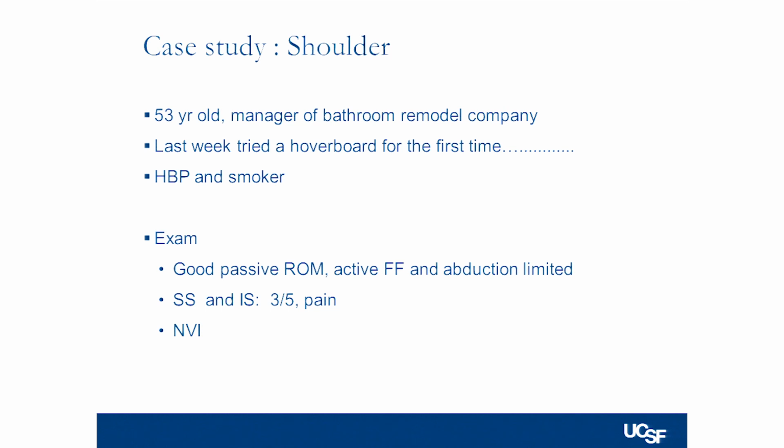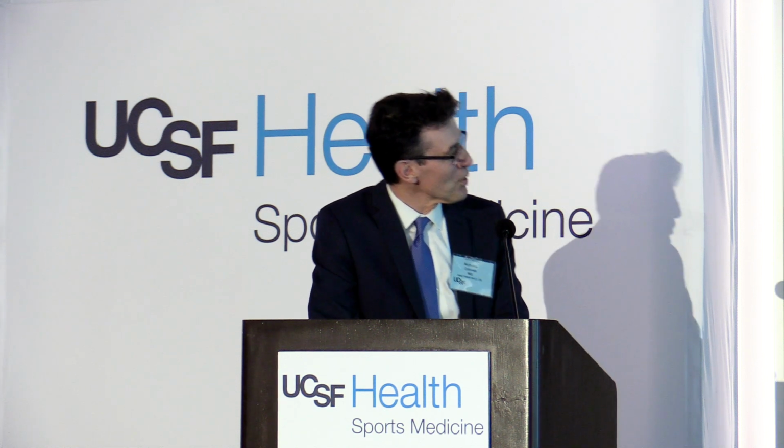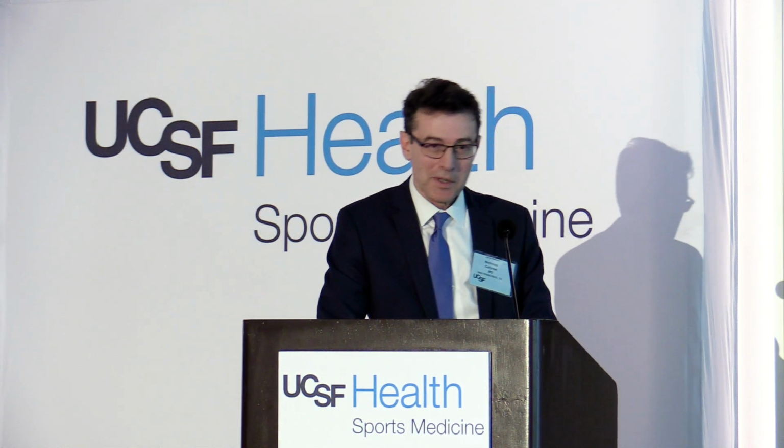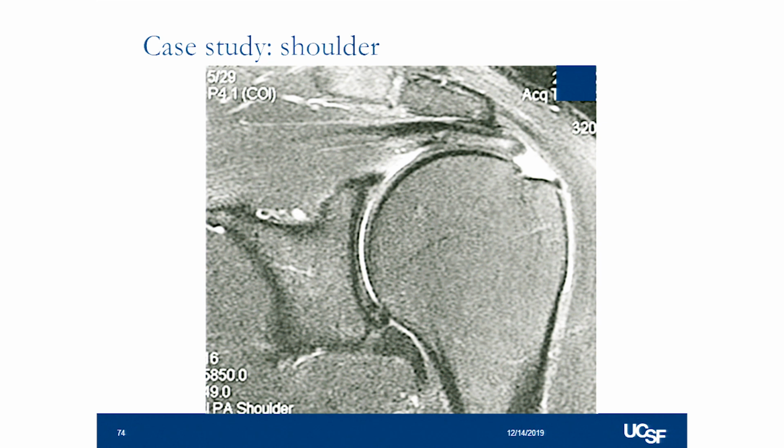What about this 53-year-old patient, not very active, does some work remodeling bathrooms, so he is actually a laborer of some sort, but decided to try a hoverboard for the first time. Great orthopedically devised instrument for orthopedic injuries. He's not the super healthy guy, got a lot of issues with high blood pressure, and he's a smoker, and his examination shows clear weakness in the supraspinatus and infraspinatus, limited range of motion. He's neurovascularly intact. This is his MRI, okay?